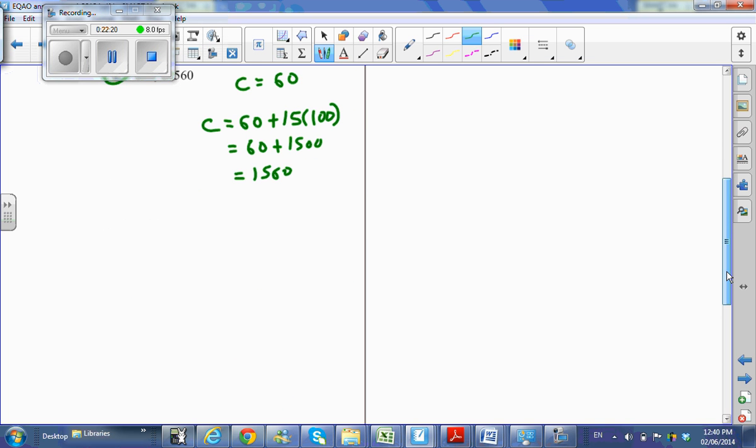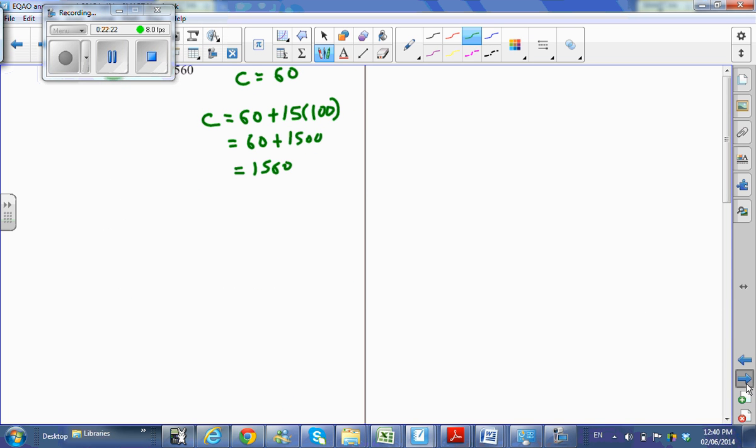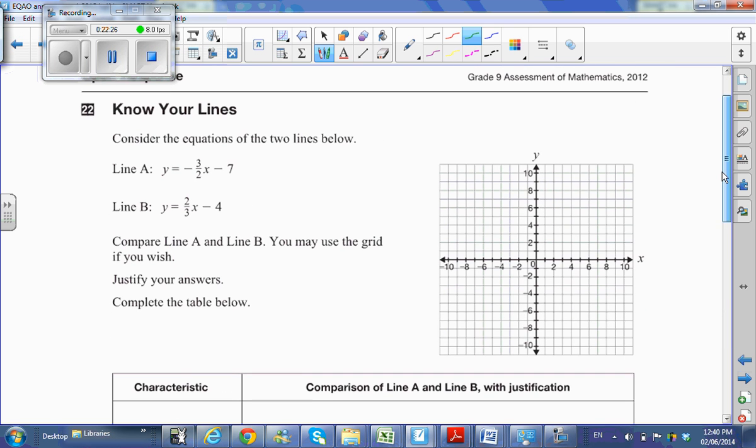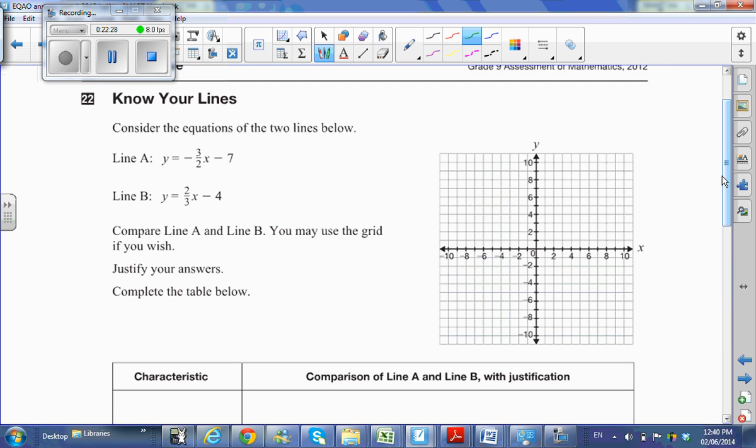So hopefully that one's okay. Let's try one more here. So one more open response. So consider the equations y equals negative 3 halves x minus 7 and y equals 2/3 x minus 4. Compare the lines. You may use the grid if you wish. So I would recommend graphing these. So let's go ahead and try graphing the first one here. Y equals negative 3 halves x minus 7.